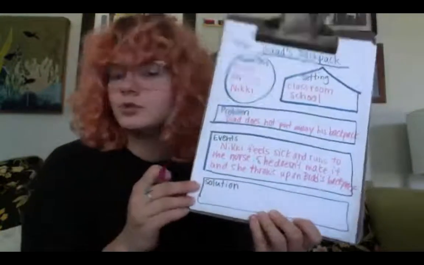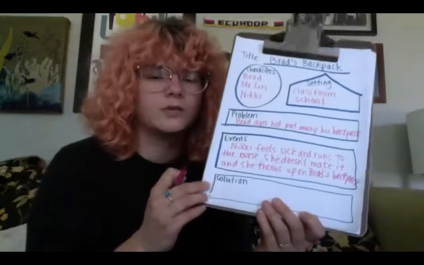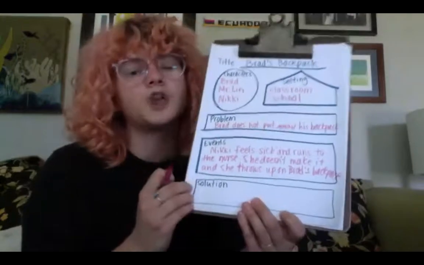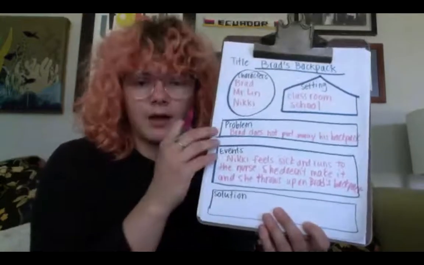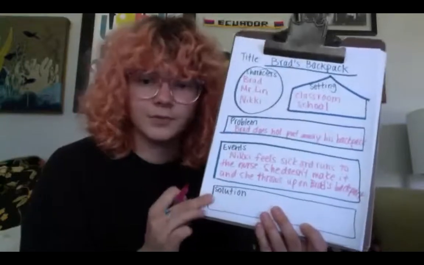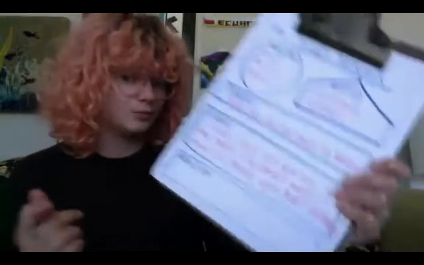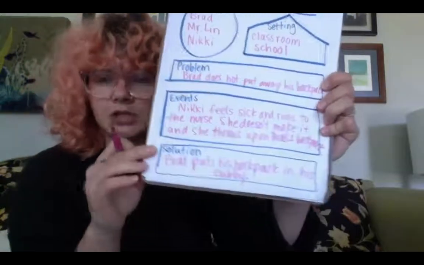And then at the end of the story is usually where we find out our solution. What was the solution, or how did Brad solve the problem of his backpack being left on the floor and getting thrown up on? What was the thing that solved it? Brad puts his backpack away. And I'm going to add the detail that he puts it away in his cubby. So Brad puts his backpack in his cubby where it belongs, right? Okay, so that's the solution of this story.